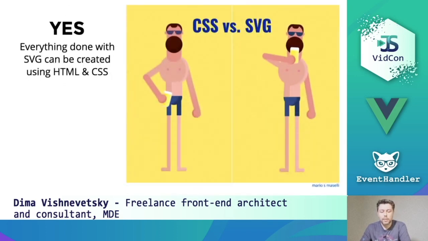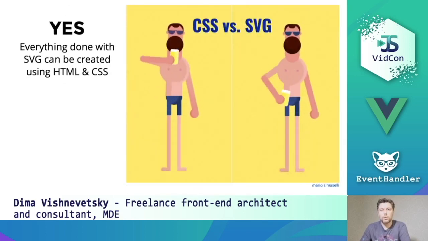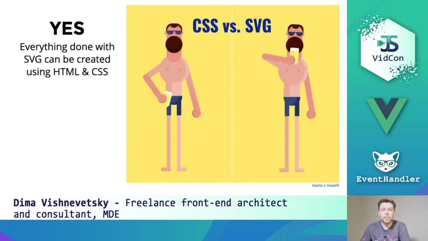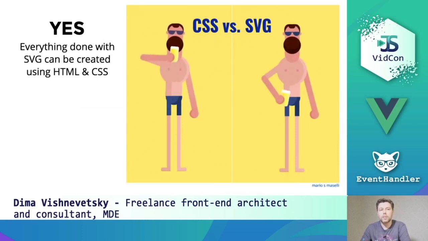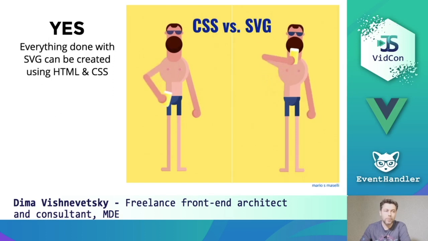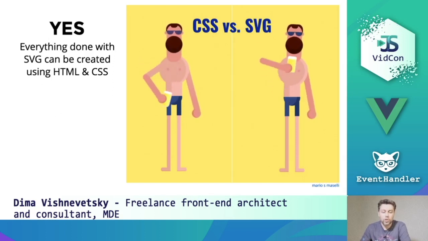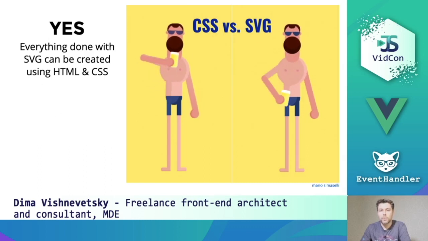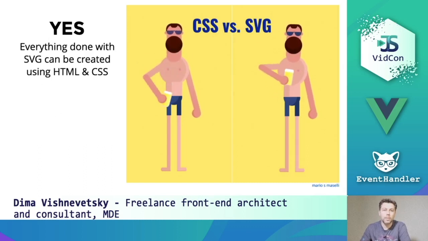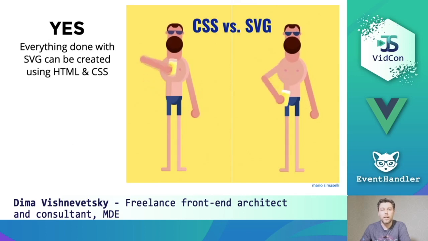What I'm saying is, yes, we can do everything with HTML and CSS. Everything can be achieved. Everything that we can make with SVG definitely can be done with HTML and CSS. As you can see in the next illustrations, on the right there is an animated SVG, and on the left it's just HTML and CSS, and they look the same.